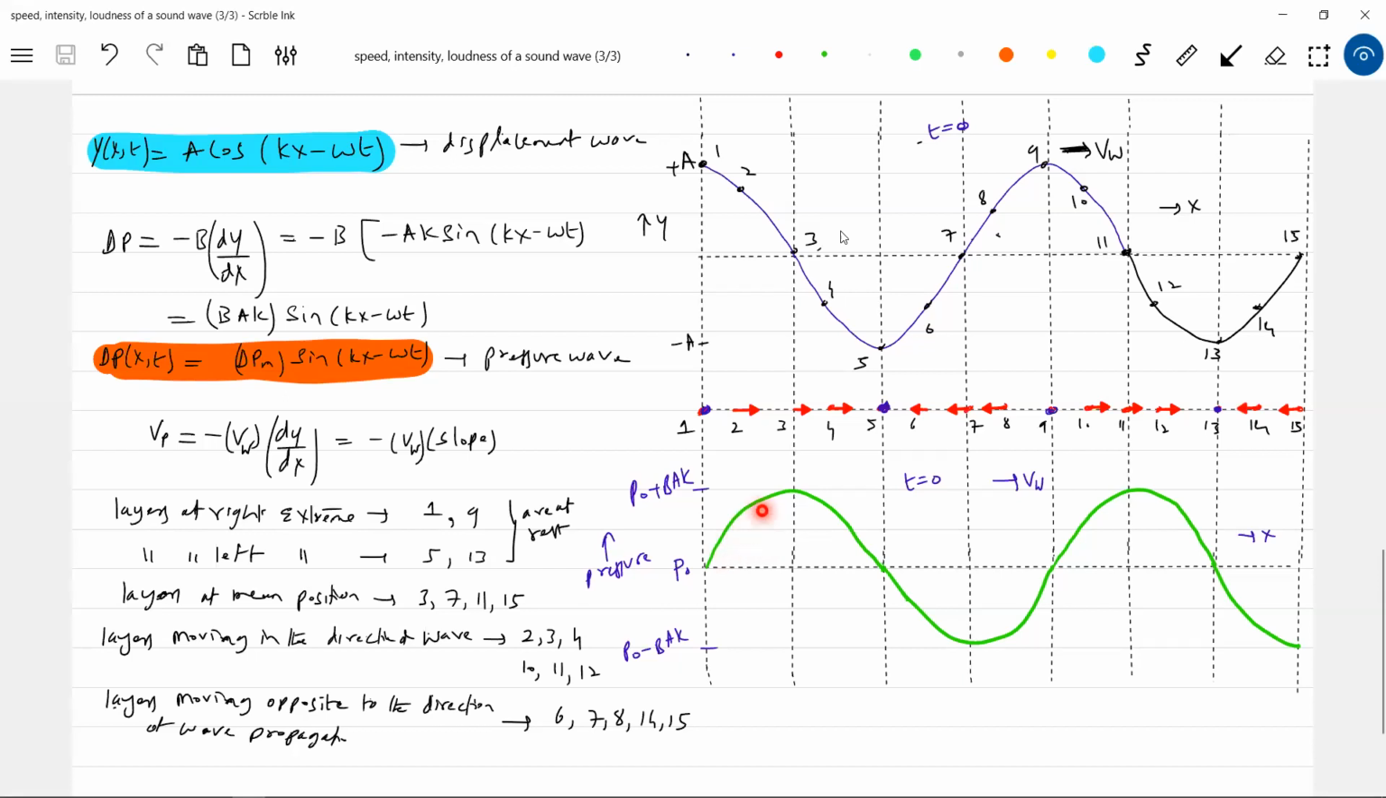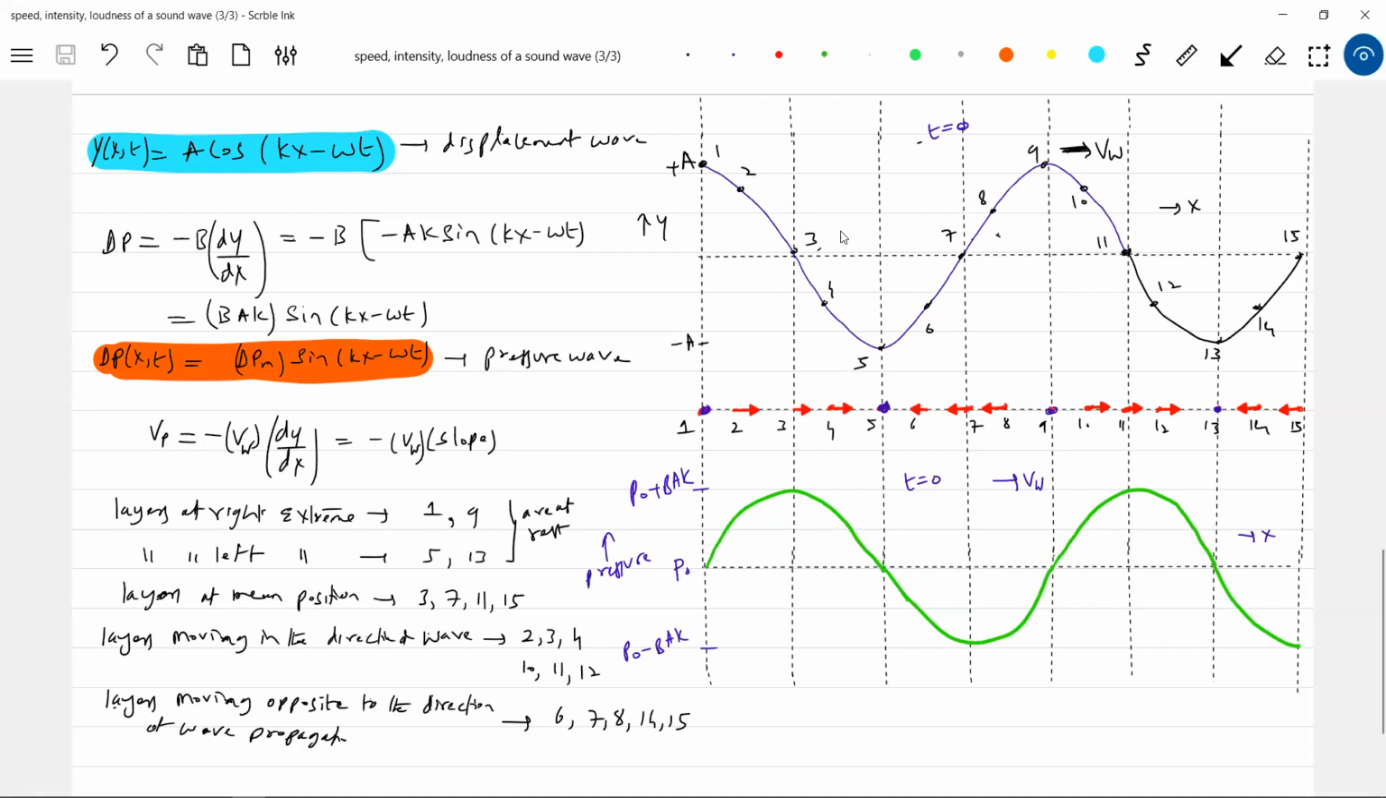So now which layers have pressure more than P naught? I think everything here is compression. So 2, 3, 4 are compression. Then again 10, 11, 12 are compression. Don't say 9. 9 is not a compression, because what is the pressure at 9? It's P naught, no? Compression means where pressure is more than P naught. Got the idea?